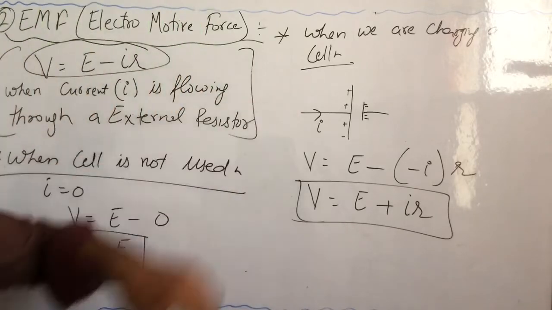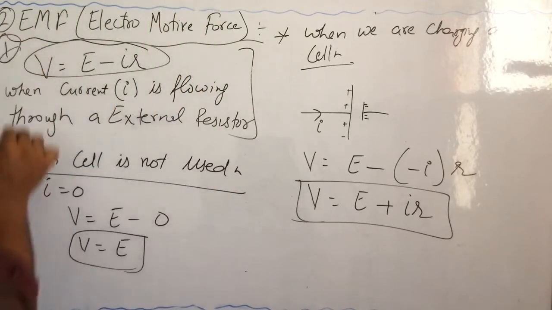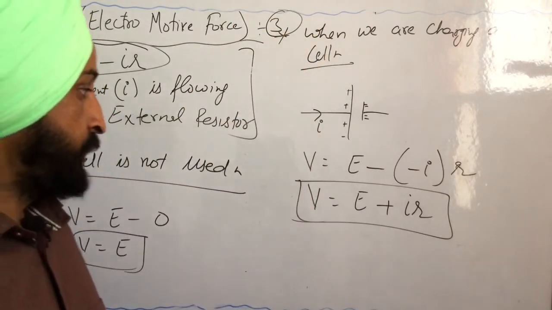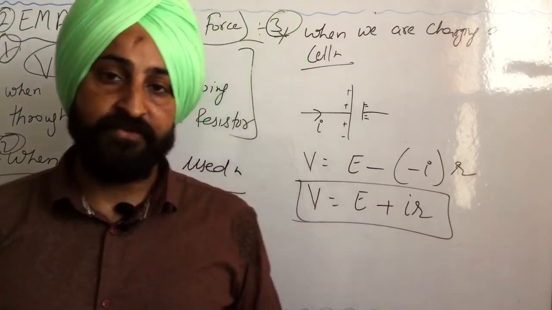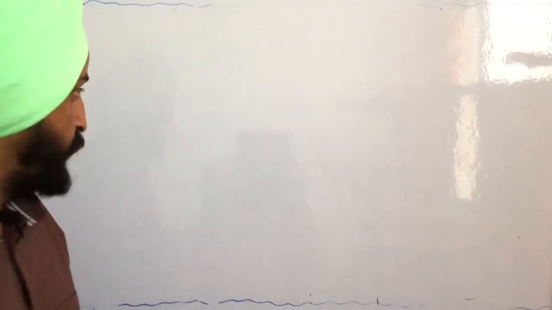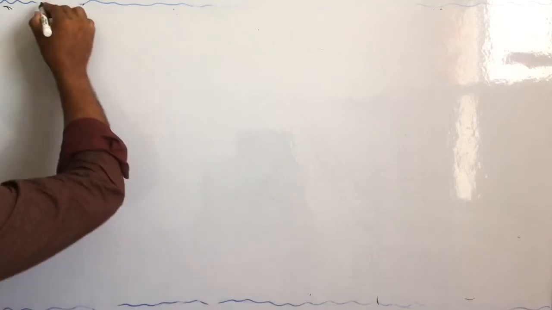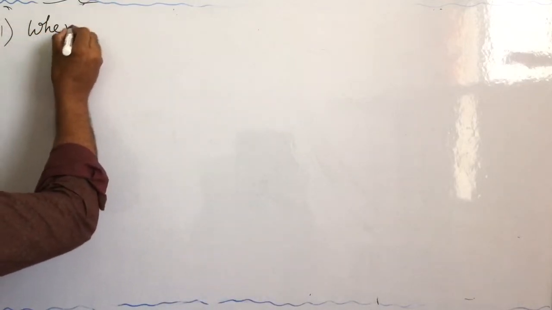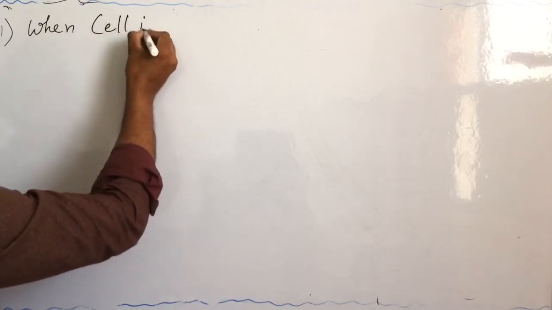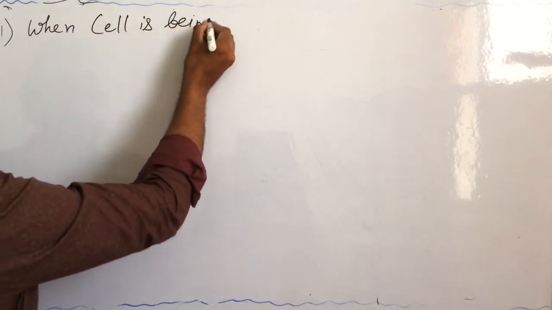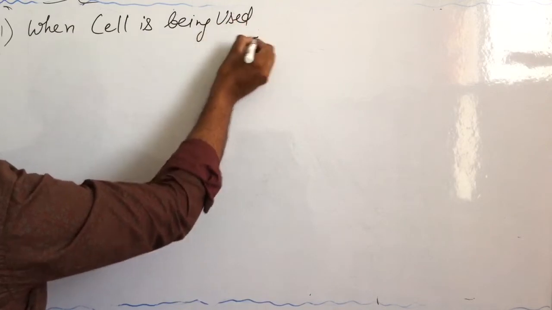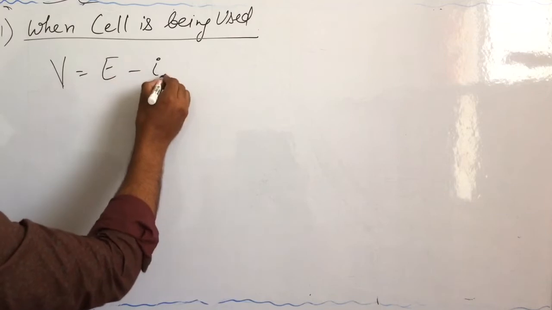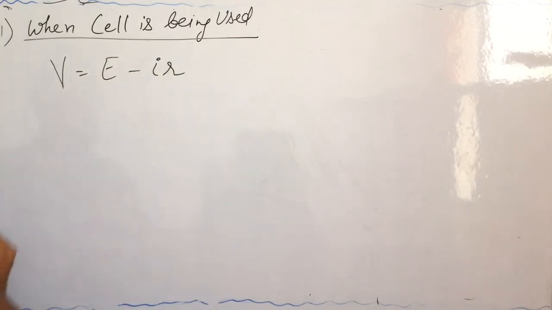So this is the third point. This was your first, this is second, and this is third point, explaining the difference between EMF and potential difference. Now to make things more clear, I will be writing these things again. First is, when the cell is being used, our formula would be V is equal to E minus I into R, where R is internal resistance.